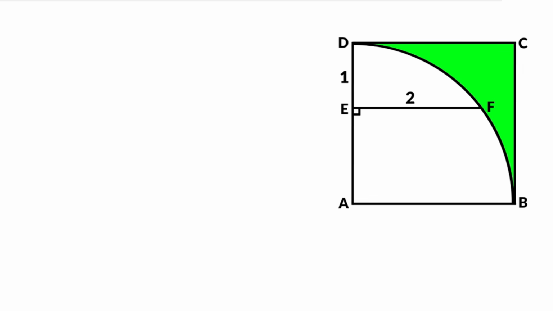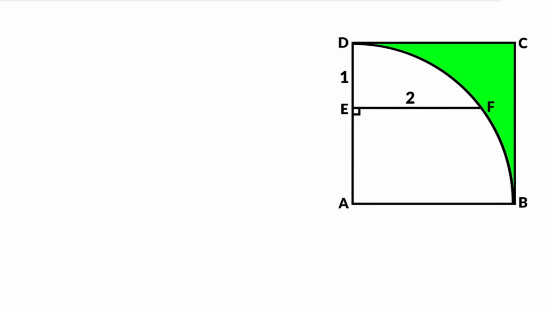Now let's examine the information we're given. On the left side of the square, there is a point E. The small segment from D to E measures exactly 1 unit. From point E, a horizontal segment extends to the right and touches the quarter circle at point F. And we are told that EF is exactly 2 units long.